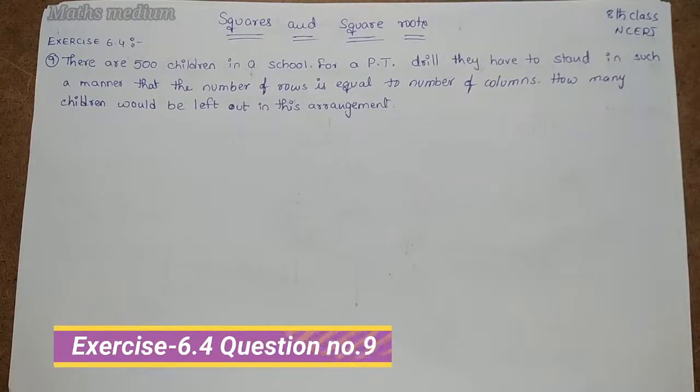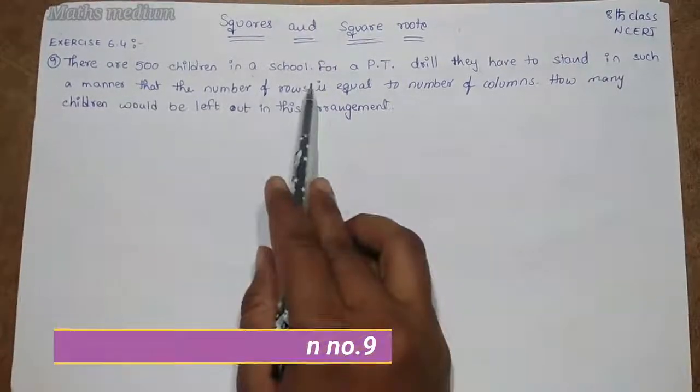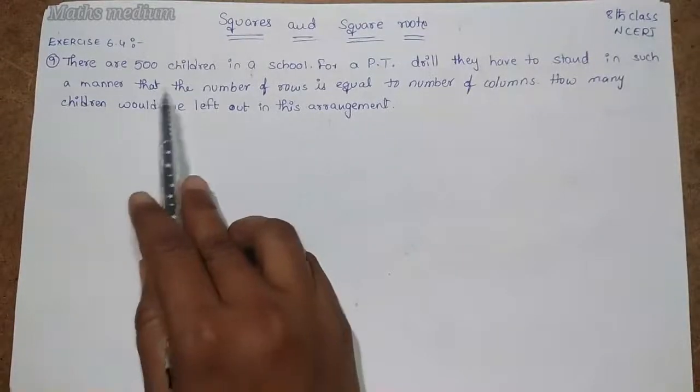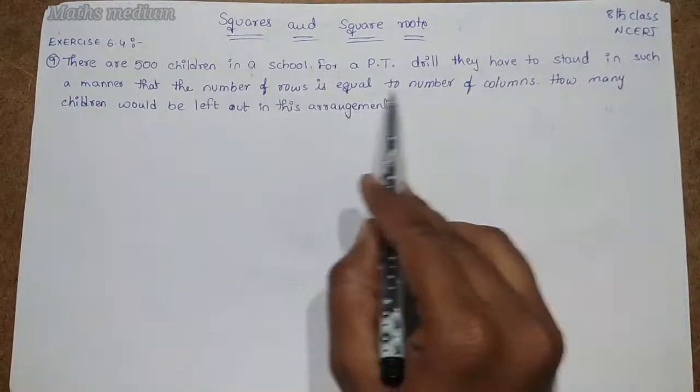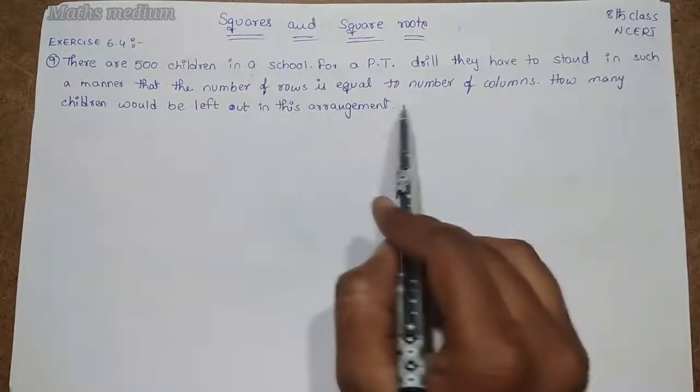Hi, hello, welcome to Mathsmedium. Today I came with exercise 6.4 from Squares and Square Roots, 8th class NCERT. Question number 9. There are 500 children in a school. For a PT drill, they have to stand in such a manner that the number of rows is equal to the number of columns. How many children would be left out in this arrangement?